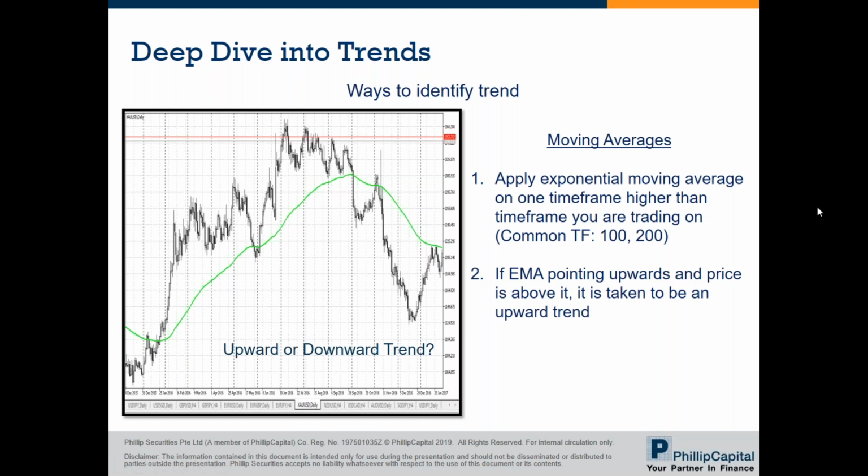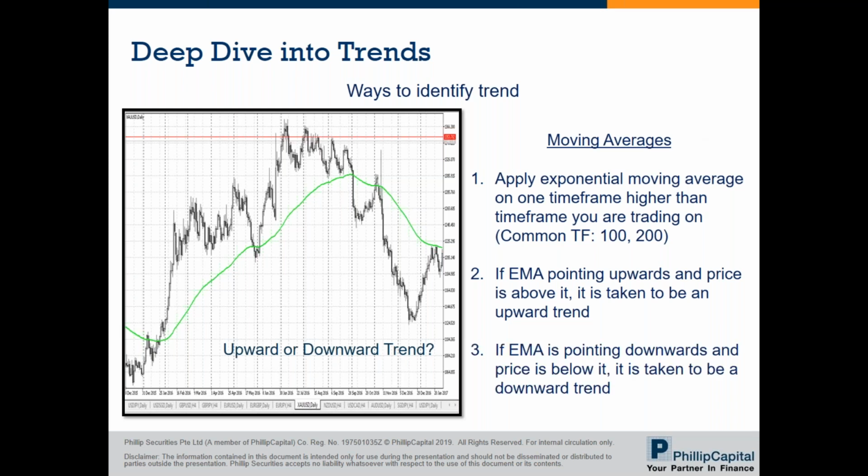Now, how do you determine if it's an uptrend or downtrend? If the EMA is pointing upwards and price is above the EMA, it is taken to be an uptrend. Conversely, if the EMA is pointing downwards and price is below it, it is taken to be a downtrend. As you can see over here, on the chart towards the right hand side where the cursor is, the 200 EMA is pointing downwards and prices are residing below it. So this is actually a downtrend. Not so obvious at first glance, but once you apply the knowledge, it becomes obvious.